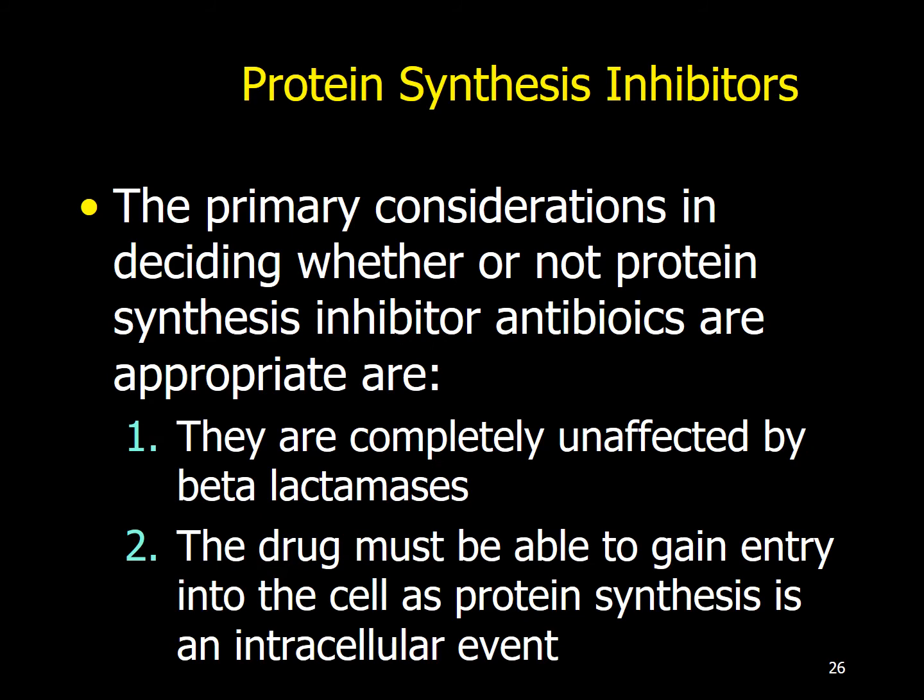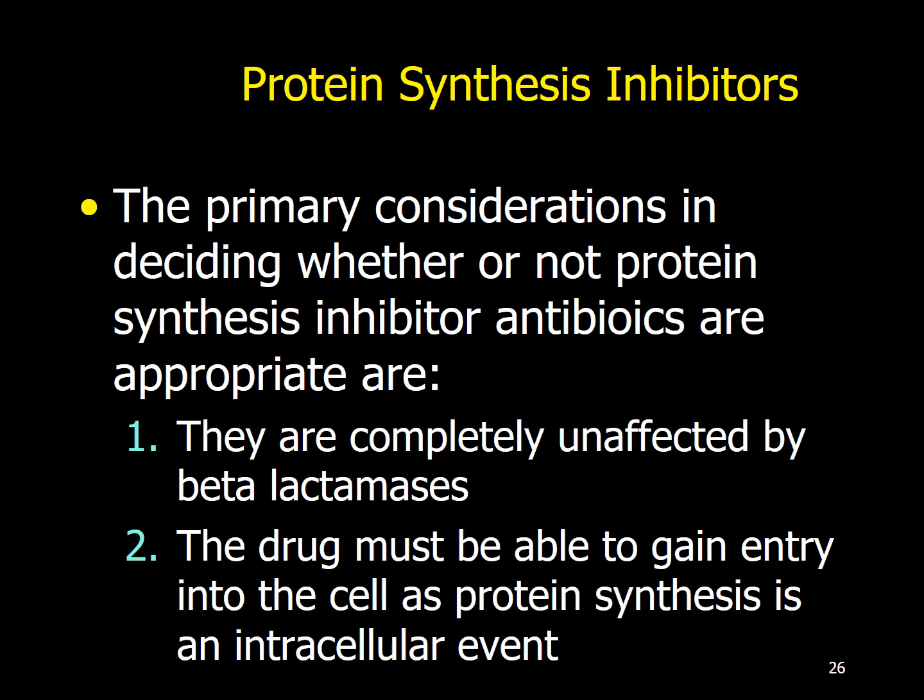All right. So the primary consideration in deciding whether or not a protein synthesis inhibitor is the drug for you is that they are completely unaffected by beta-lactamases. They don't work by way of beta-lactamase. So a bug can produce all of the beta-lactamases in the world, and these drugs are completely unaffected by that. Again, it's like beta-lactams are trying to close the door. Protein synthesis inhibitors come in through the window. So you can totally use them effectively when beta-lactamase is a problem.